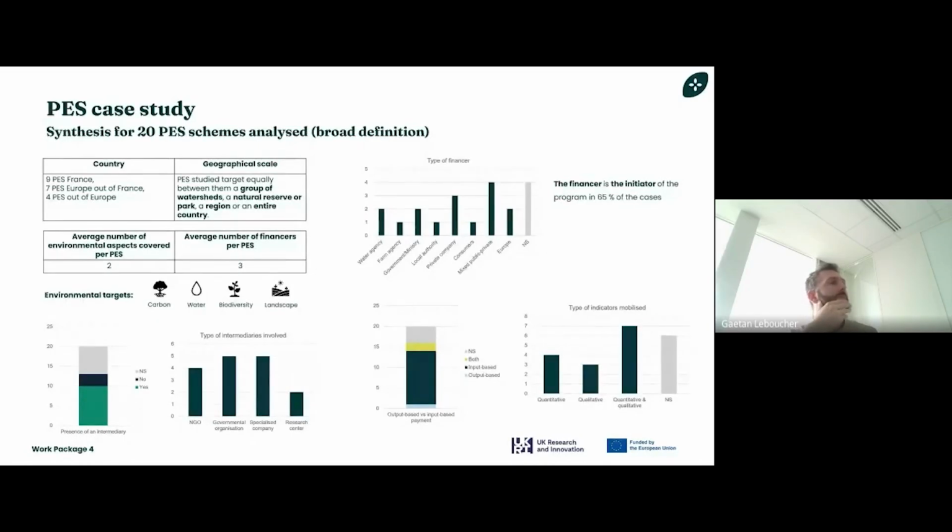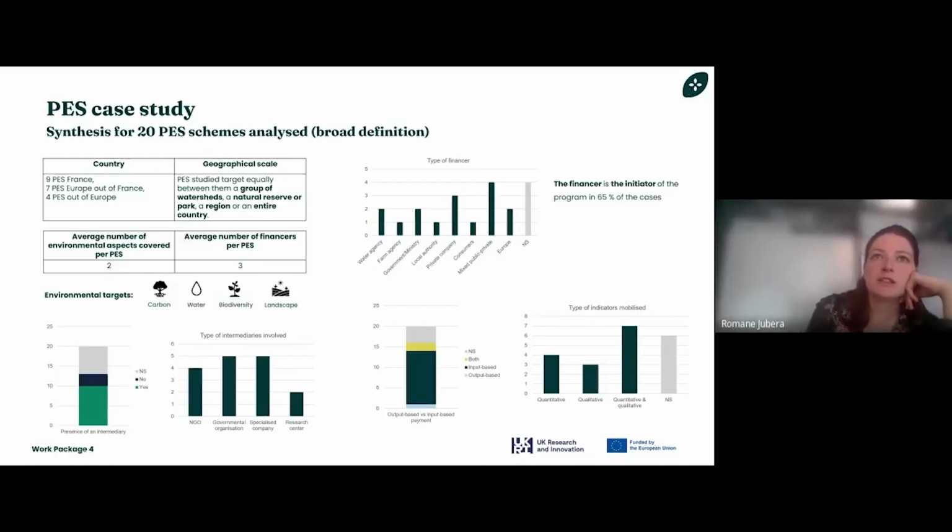Finally, regarding the monitoring and whether the payment is output or input based, in most of the cases it is input based. This shows that maybe it is more difficult to base the payments on outputs, on results. There are also two schemes that combine input-based and output-based payments. And regarding the indicators, in the majority of the cases it was a combination of quantitative and qualitative indicators.